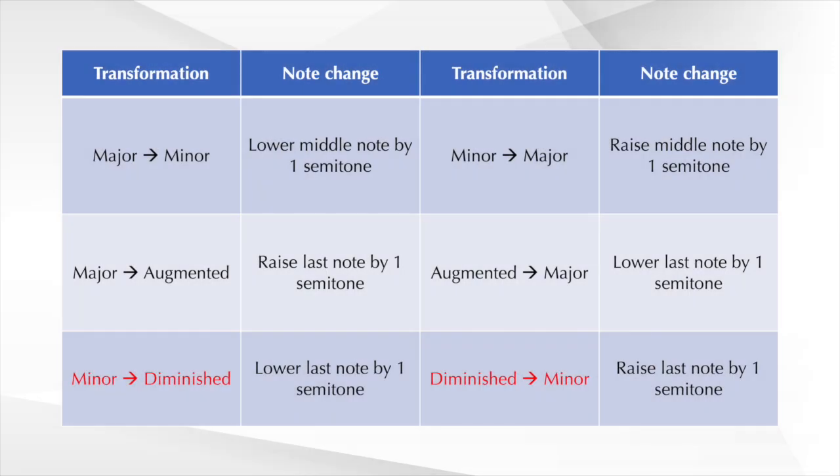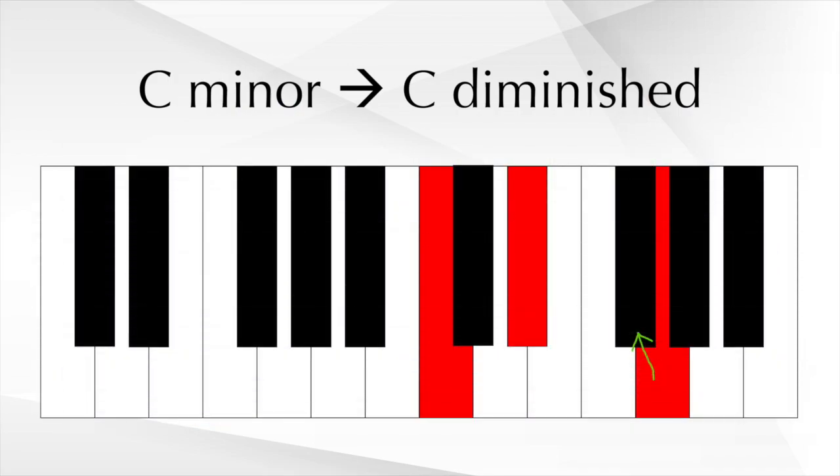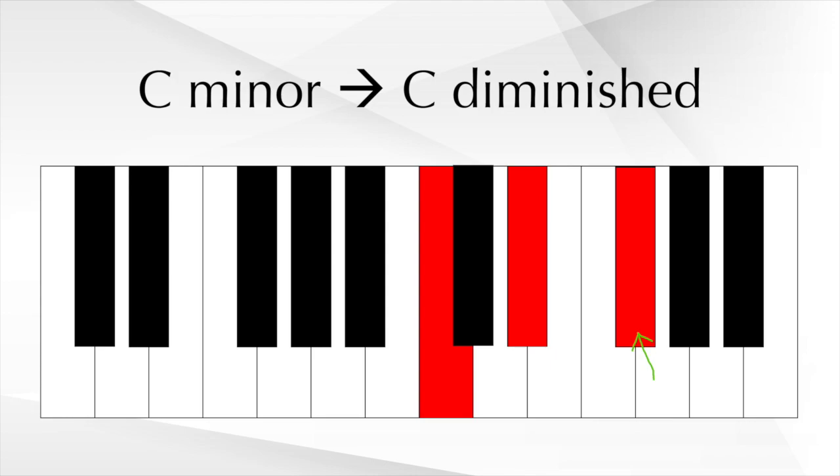Let's move on to deriving diminished chords from minor chords and vice versa, where we lower the last note of the chord by 1 semitone. Here is a C minor chord, and to convert it into a C diminished chord, we simply need to take the last note of the chord, G, and lower it by 1 semitone, landing on a G flat. And there we have a C diminished chord.